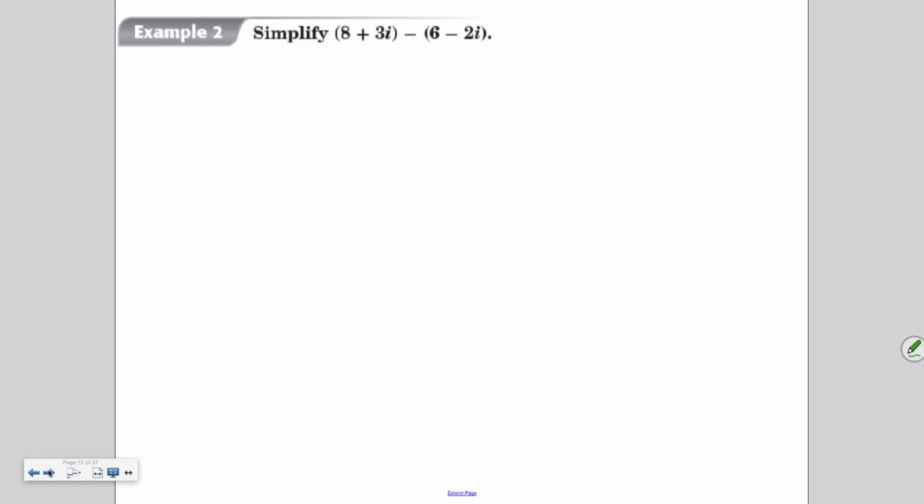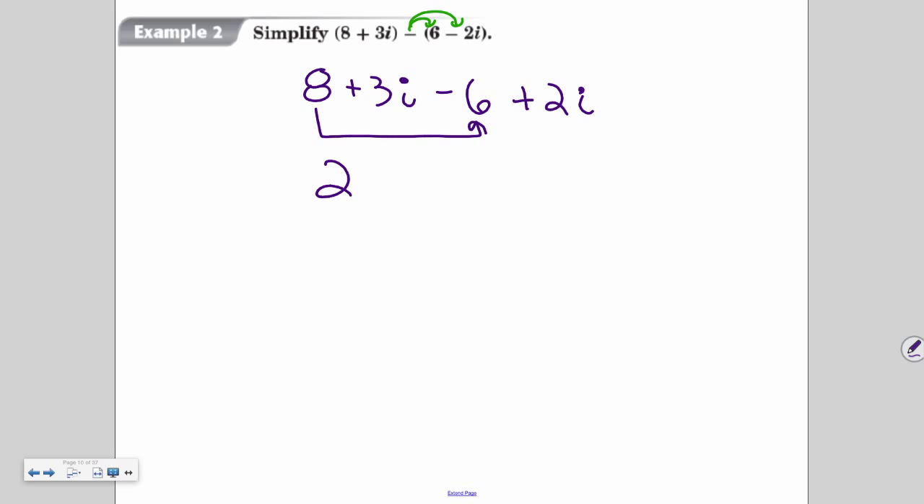In example 2, I'm subtracting them. What you have to remember is that subtraction goes to both of those. So the new thing becomes 8 plus 3i minus 6 plus 2i. The two negatives become the positive. And now I'm combining like terms. 8 minus 6 is 2. 3i plus 2i is 5i. And I'm done.